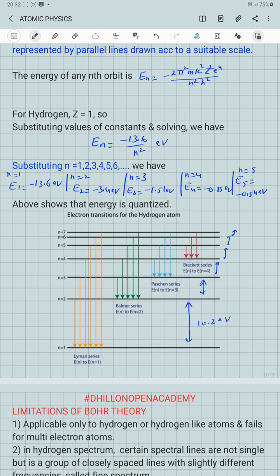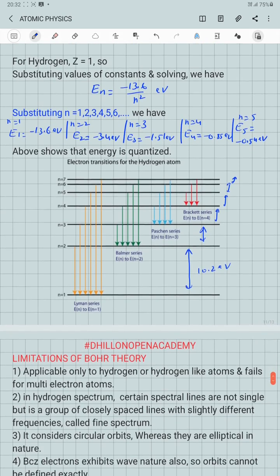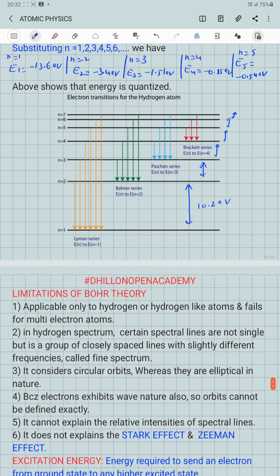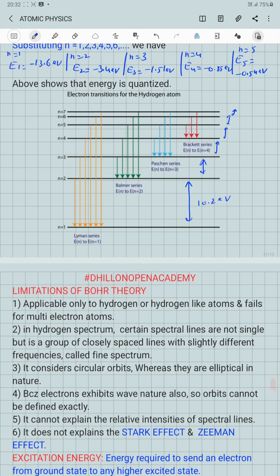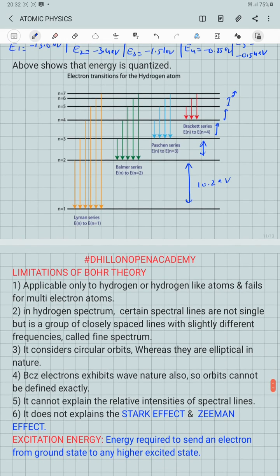Although Bohr was able to explain the spectral series and stability of the atom, there were shortcomings associated with Bohr's theory also. For example, this theory is applicable only to the hydrogen atom or hydrogen-like atoms, that means atoms which contain only one electron. But it fails for multi-electron atoms, atoms with two or more electrons. In the hydrogen spectrum, certain spectral lines are not single, but are grouped, closely spaced lines with slightly different frequencies, which are called fine spectrum.